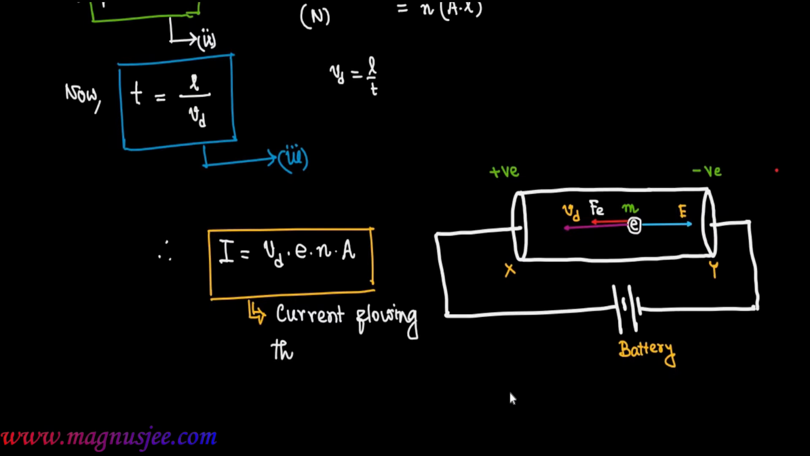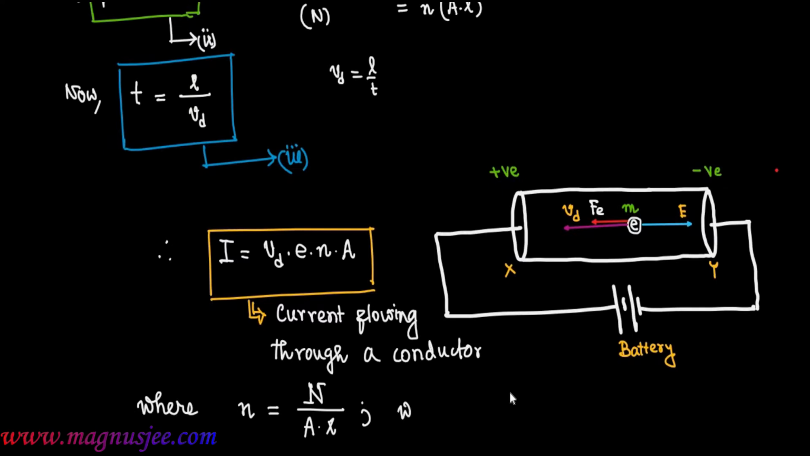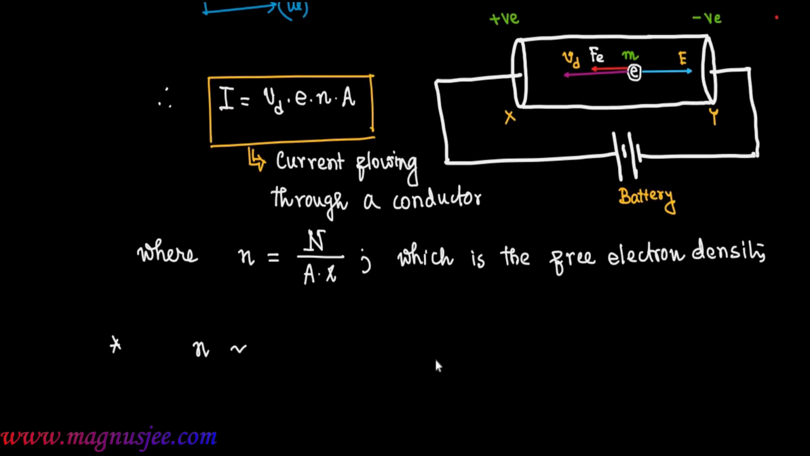I is equal to Vd dot e dot n dot A, where Vd is the drift velocity of the free electron and small n is the number of free electrons per unit volume, small n equal to capital N by A dot L, which is the free electron density. Capital N is the total number of free electrons of the conductor XY. Small n, the free electron density, is of the order of 10 to the power 28 per meter cube.